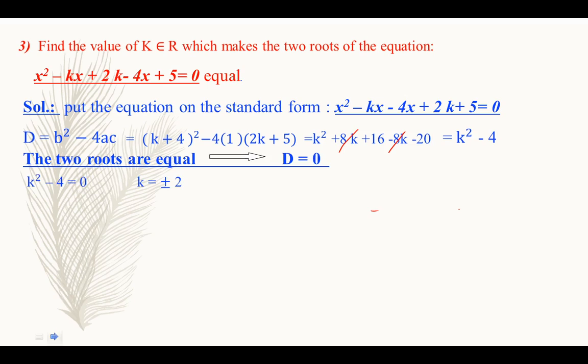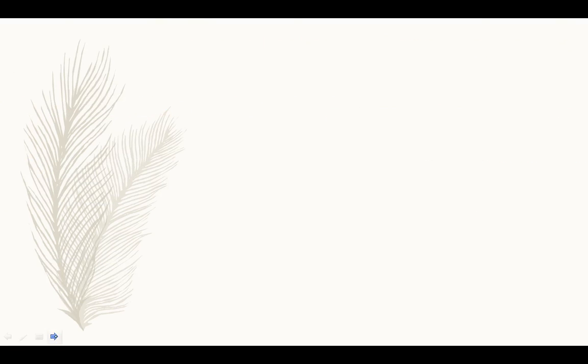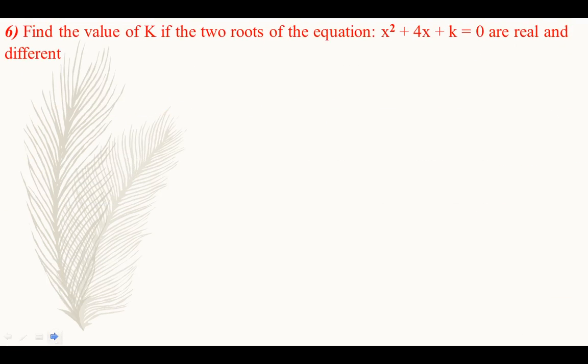That is to say that k power of 2 minus 4 equals 0. Negative 4 will go to the other side. So k power 2 equals 4. So k will be equal to positive or negative 2. Here we want to find the value of k which belongs to R. So k equals positive or negative 2. This is a difficult one, and we are going to solve another example like this.